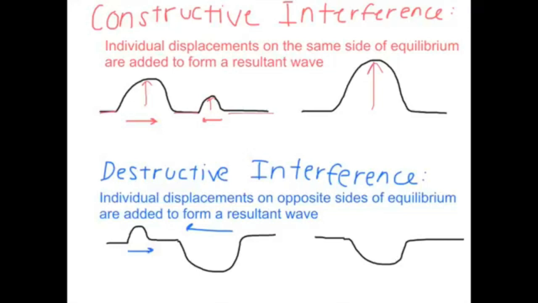So in this case, we have one wave that's above the rope and one that's below. And they're effectively subtracted, so this first one goes up, second goes down, and they create this resultant wave.